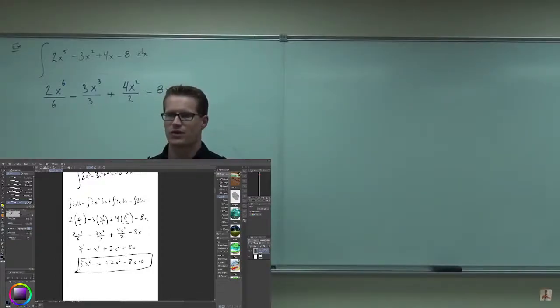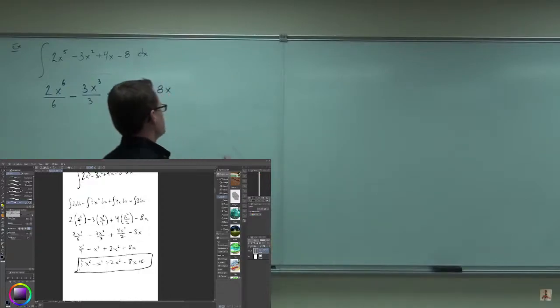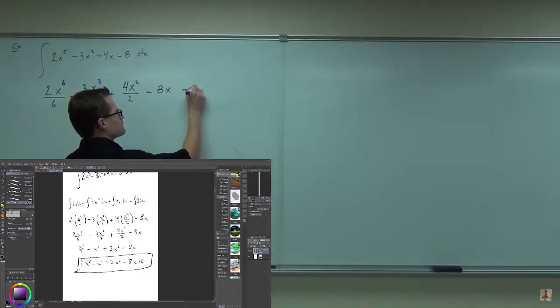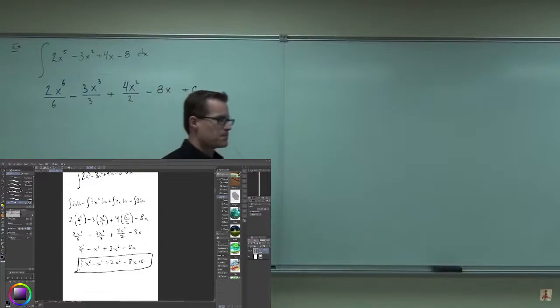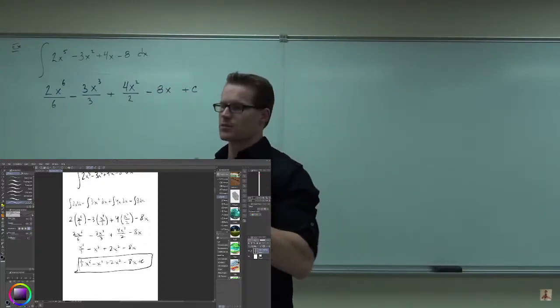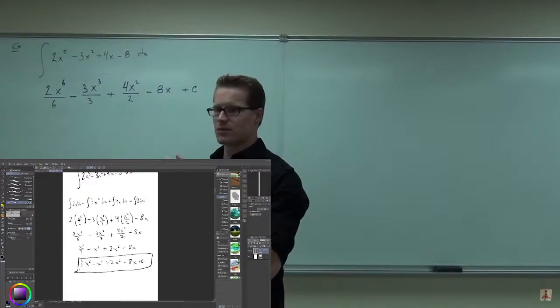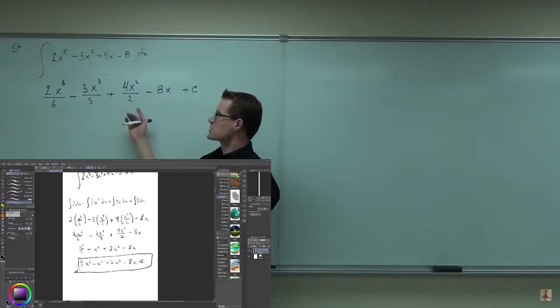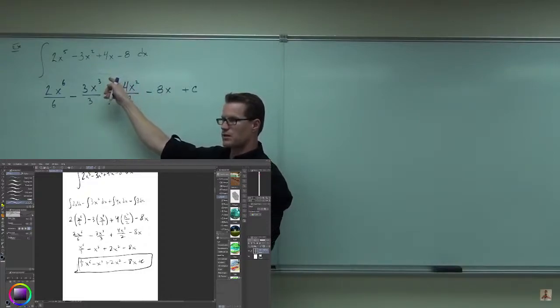But we are missing something very crucial. Plus C. Yeah, plus C is important. Again, what we're finding is a family of curves, a family of area curves basically from this. This is a family of all the curves such that when I take a derivative of it, it'll give me that. That's what we're talking about.